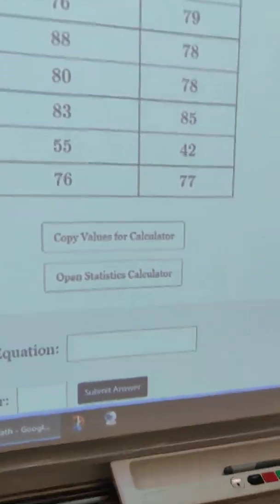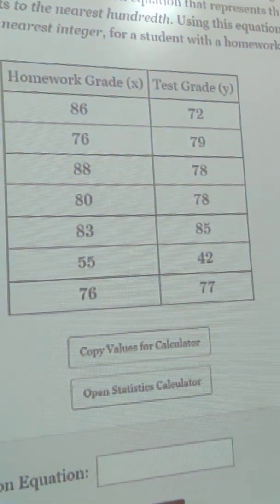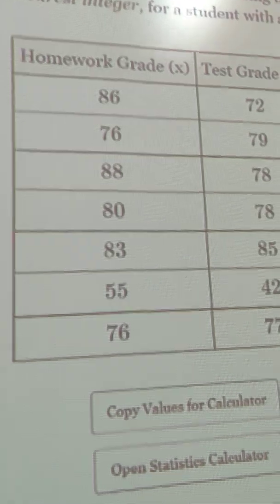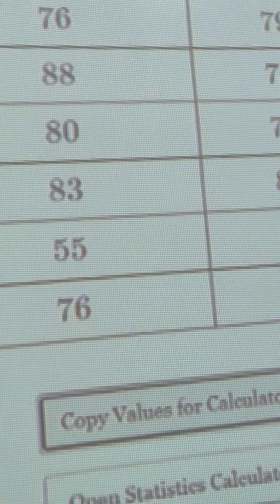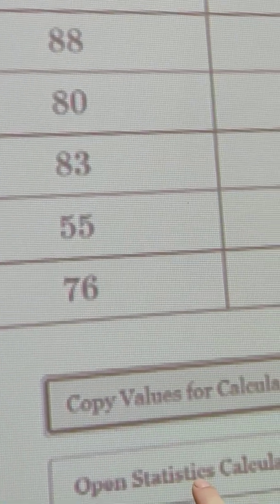All right, so the first thing we're going to do here, with all these problems, is copy the values for the calculator. You just click that, and then you open the statistics calculator. This is the way all these problems start. Then the next thing is you always paste the values, and you get your whole list in there.